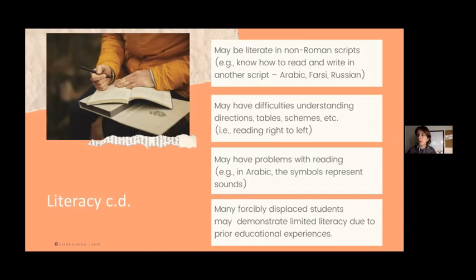And so that means that if you don't go to school, it is very difficult for you to learn how to write if you don't have these opportunities. And so we know that many of our students have had interrupted education. So that's something to keep in mind.